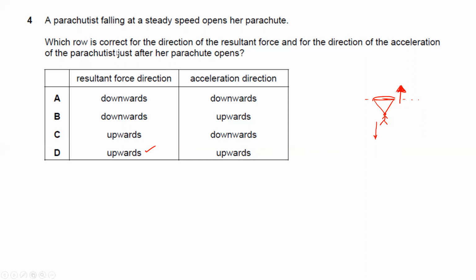So initially, just after the parachute opens, the acceleration direction is upward. Force is upward, it means the acceleration is also upwards. So both are upwards. So downwards, no; upwards, yes; downwards, no; both upwards. So this is the answer that best suits our case.